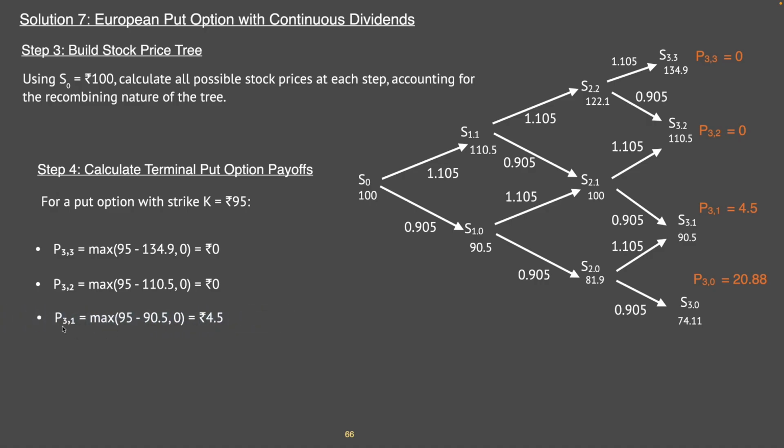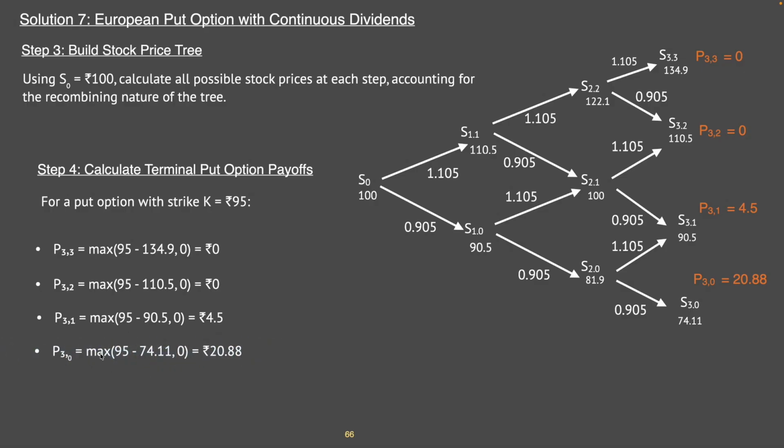But at S31 it is max of 95 minus 90.5. Since here the stock price is less than the strike price of 95, you get an option price of 4.5. So the option may fetch you 4.5 if the stock price at S31, 90.5, is less than the strike price of 95.